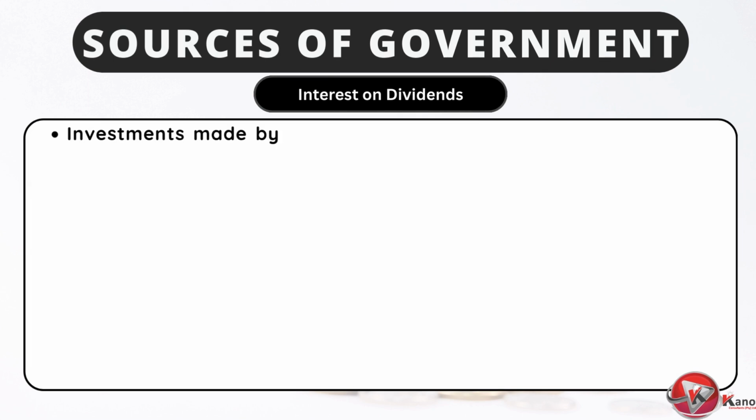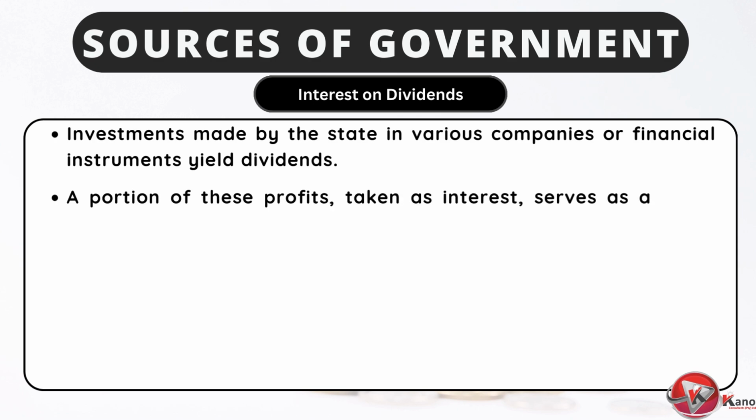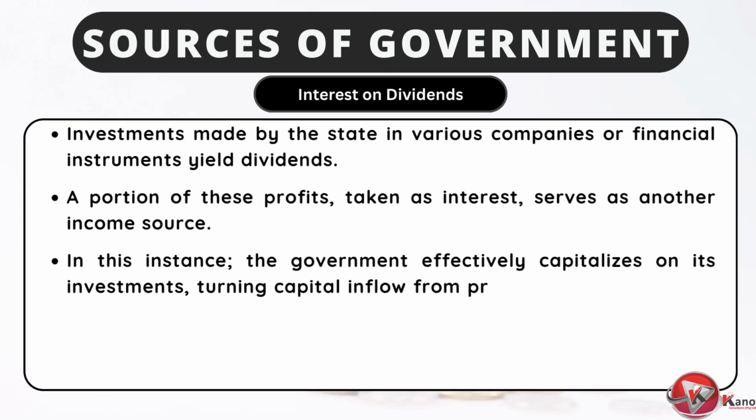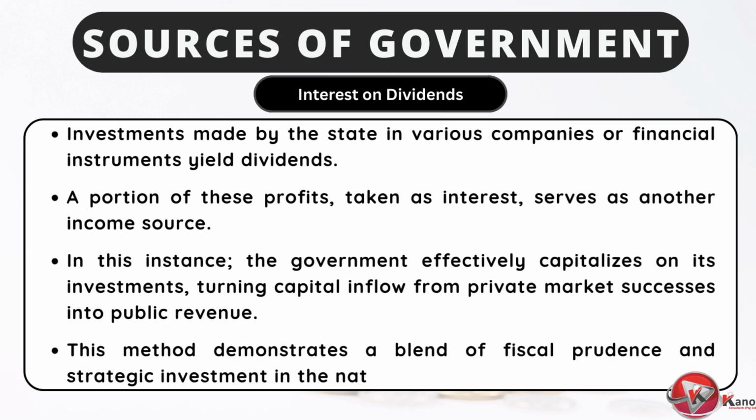Investments made by the state in various companies or financial instruments yield dividends. A portion of these profits, taken as interest, serves as another income source. In this instance, the government effectively capitalizes on its investments, turning capital inflow from private market successes into public revenue. This method demonstrates a blend of fiscal prudence and strategic investment in the nation's future.